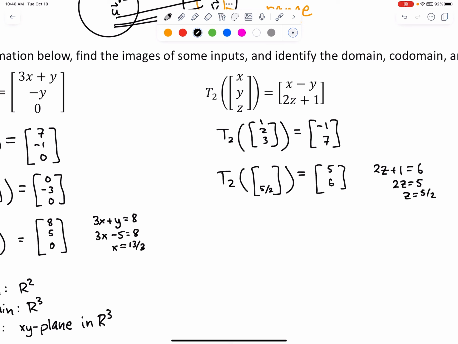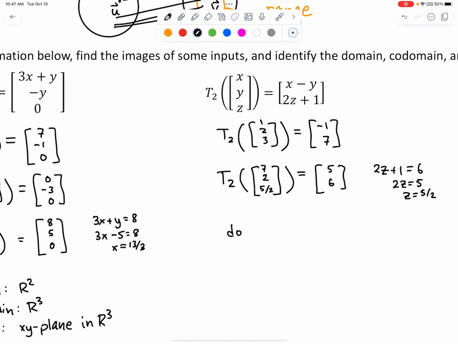Now for the x and y components of our input vector, we just need to pick any two such that x minus y will produce that 5. So for example, I can pick 7 and 2 as the x and y components. So every single possible vector you could write right here does have a pre-image, meaning there is a 3-dimensional input vector I can find that will map to that 2-dimensional vector 5, 6.